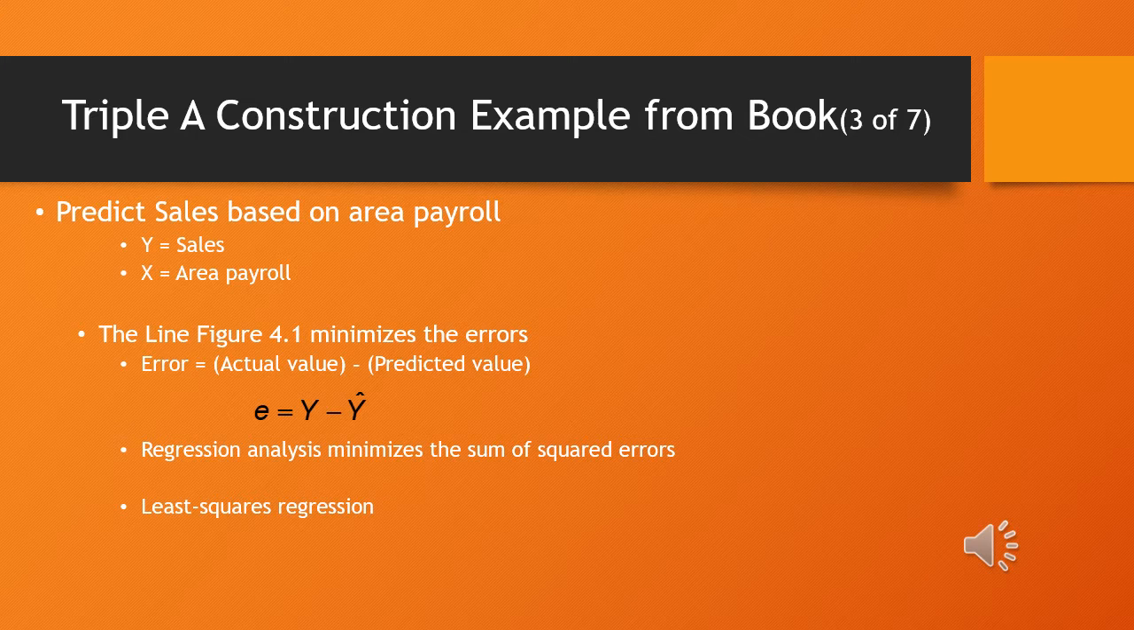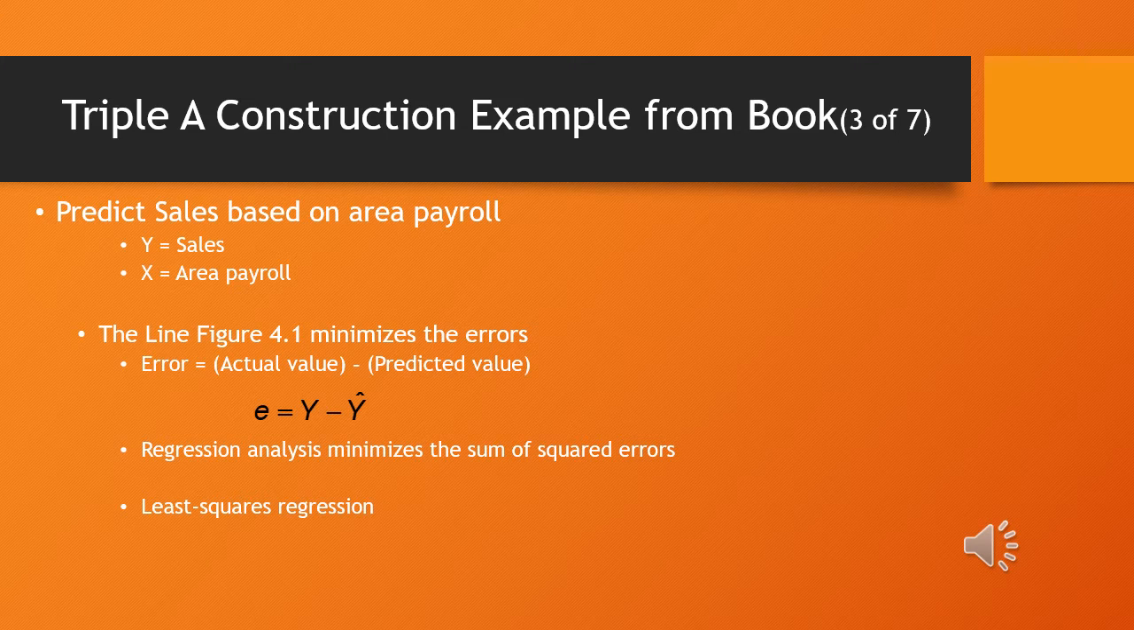So going back to our example, the Triple A Construction example, we're going to be trying to predict the sales. The dependent variable y in our case would be sales, and the variable we use to help predict sales is the Albany area payroll. So this would be the independent variable.